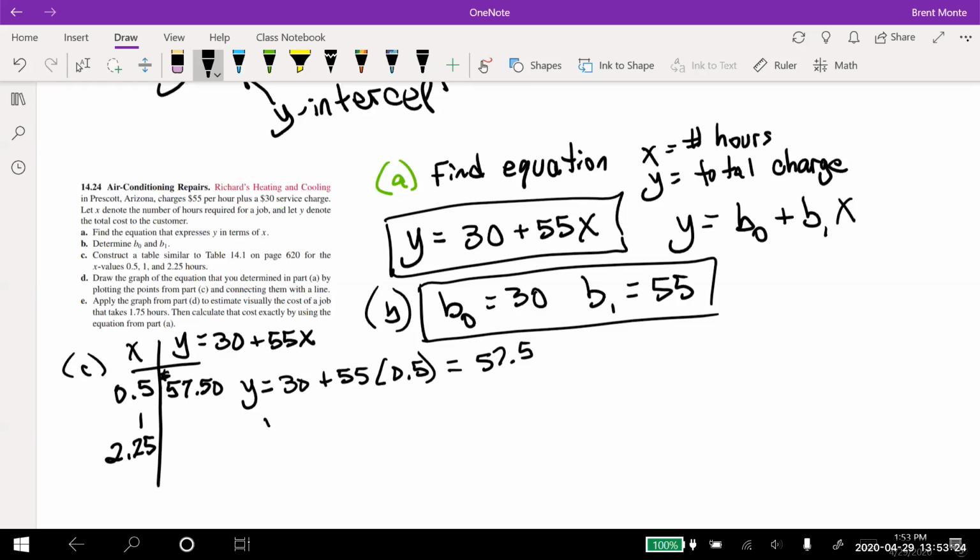If they're there for 1 hour, we do the same thing. We plug 1 in the same way. I'm not going to show this for the 2.25. We'll just plug it in. So I guess I will show it.